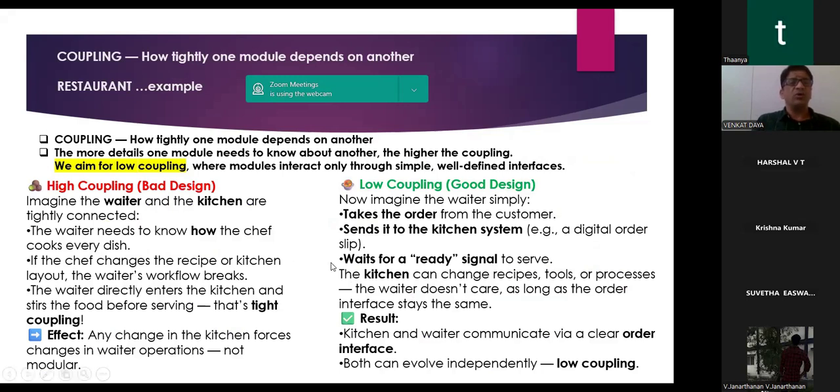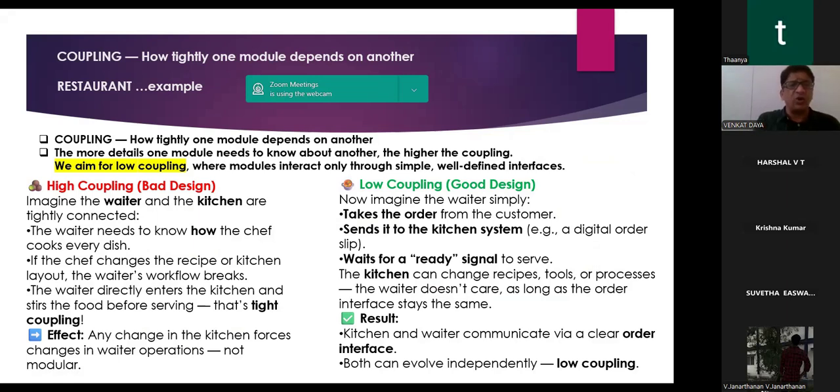So we are talking about an example of a restaurant. Imagine a restaurant that is automated using software. But let's look at the regular functionality of the restaurant. Imagine the waiter and the kitchen are tightly connected. The waiter has to go all the way and give the inputs to the kitchen.